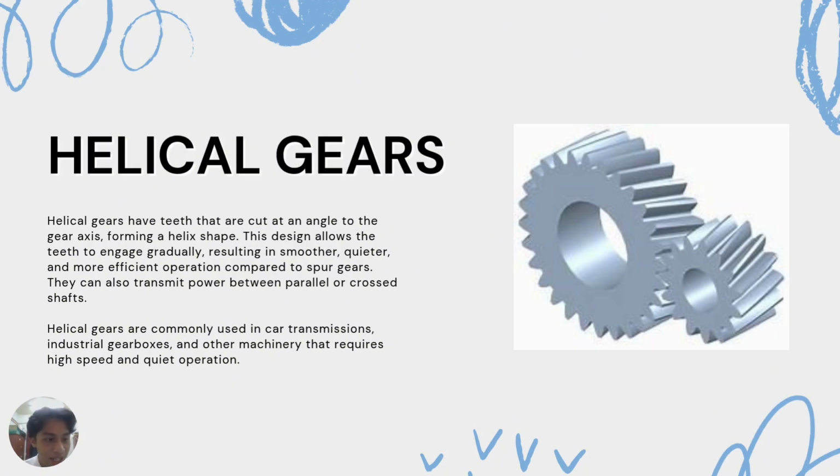Second, we have helical gears. Helical gears have teeth that are cut at an angle to the gear axis, forming a helix shape. So, helical gears are commonly used in car transmissions, industrial gearboxes, and other machinery that requires high speed and quiet operation. So the difference between spur gears and helical gears is that the gears are parallel together, but the teeth have an angle, not straight teeth.